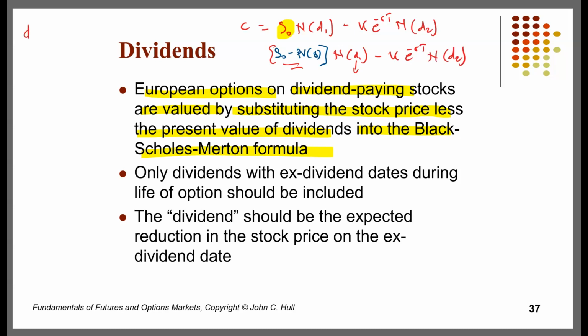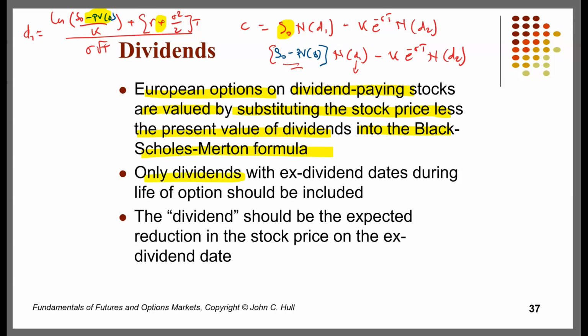So what is D1? D1 is equal to the log of S0, but every time we have S0, we're going to do minus the present value of the dividend. We're going to divide that by the strike price, plus the risk-free rate plus variance divided by 2, times T, and we divide that by standard deviation times the square root of T. That's going to be our D1, and this is the adjustment that needs to be made to D1. D2 is the same. We're going to change the sign to negative, essentially, for D2.